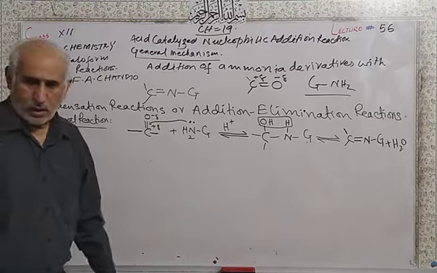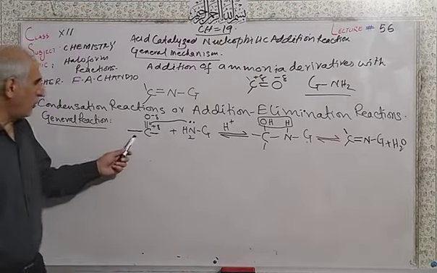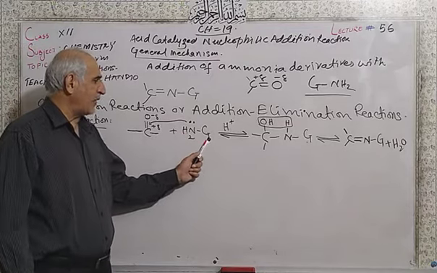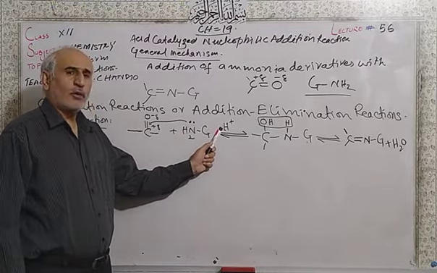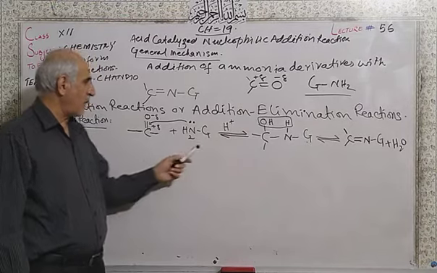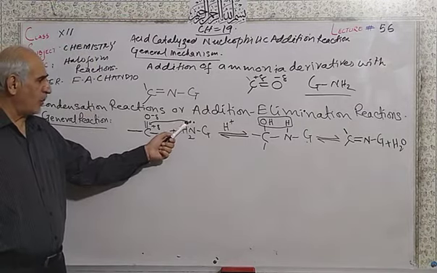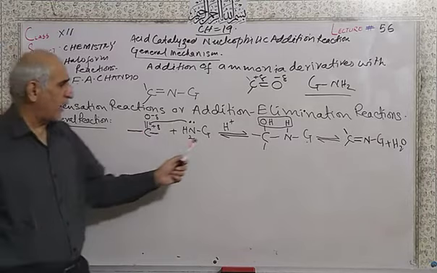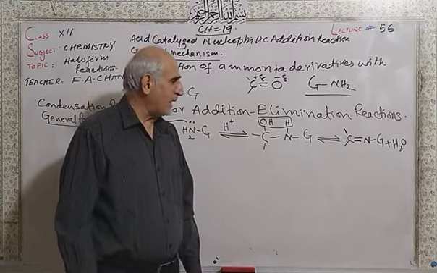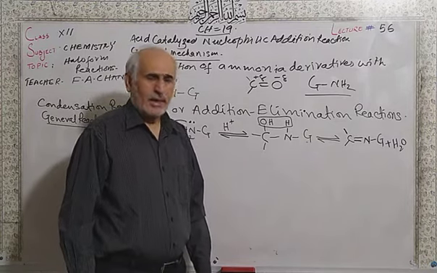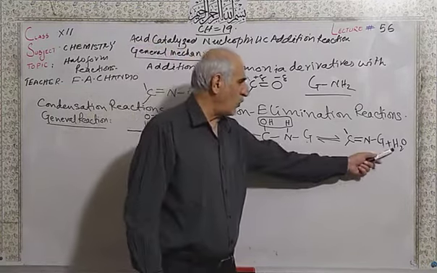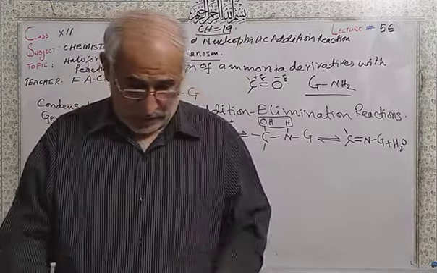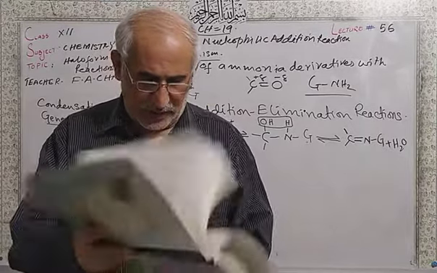This is the carbonyl group, maybe aldehyde, maybe ketone, and this is the amine derivative with the group here, with a proton, which is acid catalyzed. Nitrogen has a lone pair, which is a nucleophile. Carbon is the electrophile. Attack here, one hydrogen is transferred. You will get the addition product as an intermediate, and the removal of water gives this product. So this is the addition of ammonia derivatives.